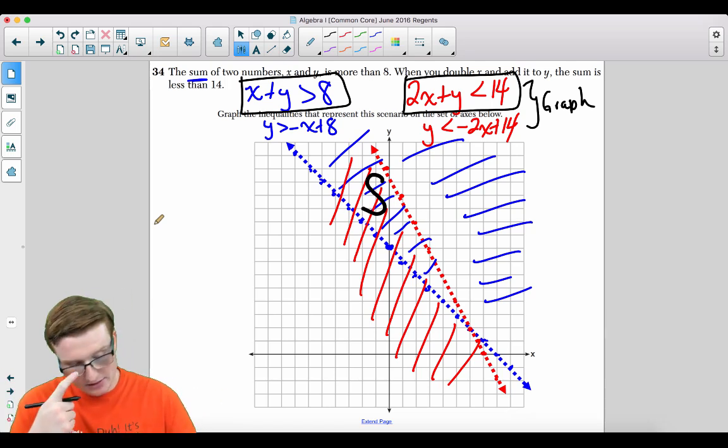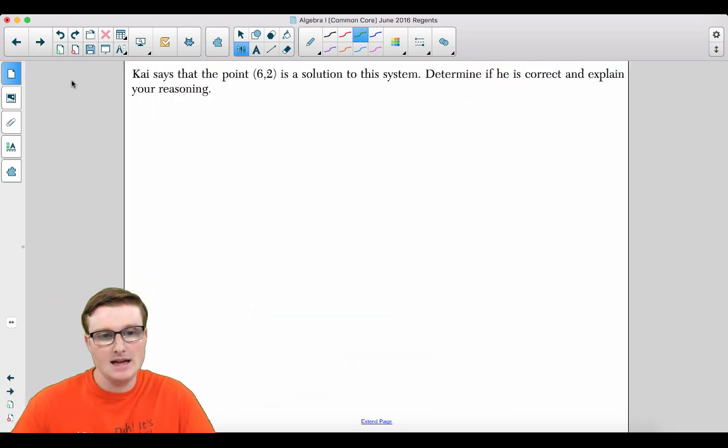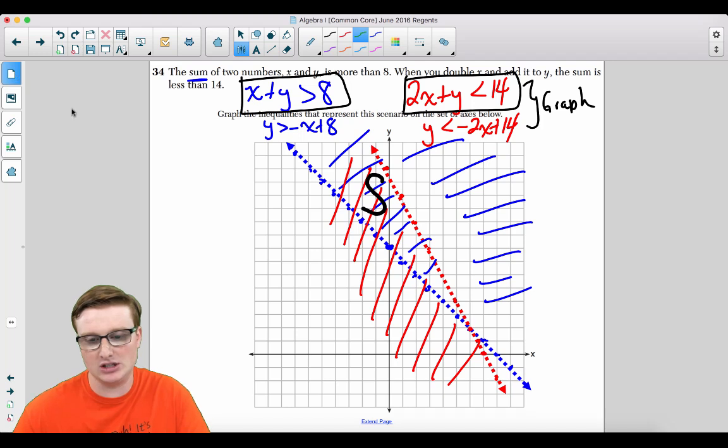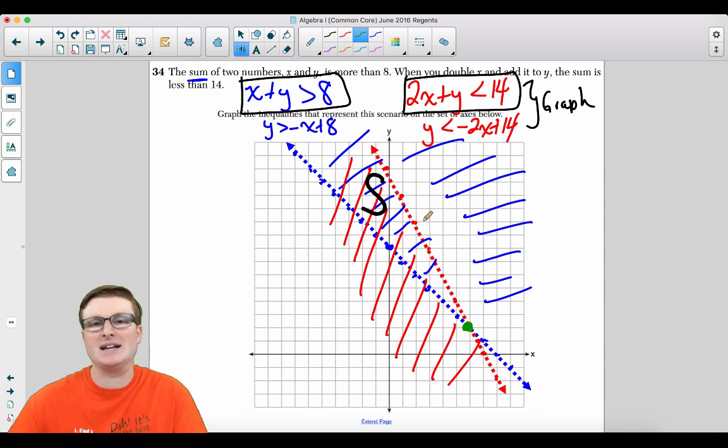Done. Now, there is a follow-up question. It says here, Kai says that the point (6, 2) is a solution to the system. Determine if he is correct and explain your reasoning. So (6, 2): 1, 2, 3, 4, 5, 6. Okay, so Kai made a common mistake. He picked the point where the lines supposedly cross. But again, these are dotted lines. So that's not a solution, because the dotted line suggests that that point is not a part of the solution.